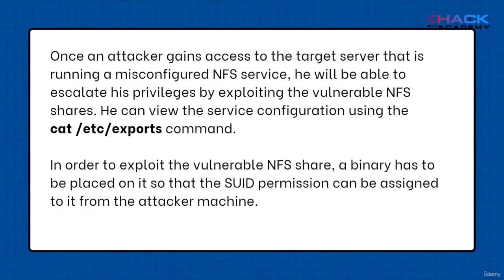Once an attacker gains access to the target server that is running a misconfigured NFS service, he will be able to escalate his privileges by exploiting the vulnerable NFS share. He can view the service configuration using the cat /etc/exports command. In order to exploit the vulnerable NFS share, a binary has to be placed on it so that the SUID permission can be assigned to it from the attacker machine. In the next lectures of this section, we're going to see how we can do just that.